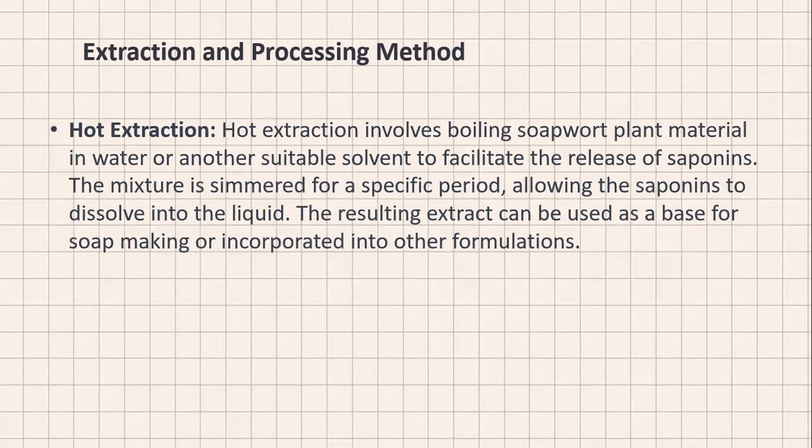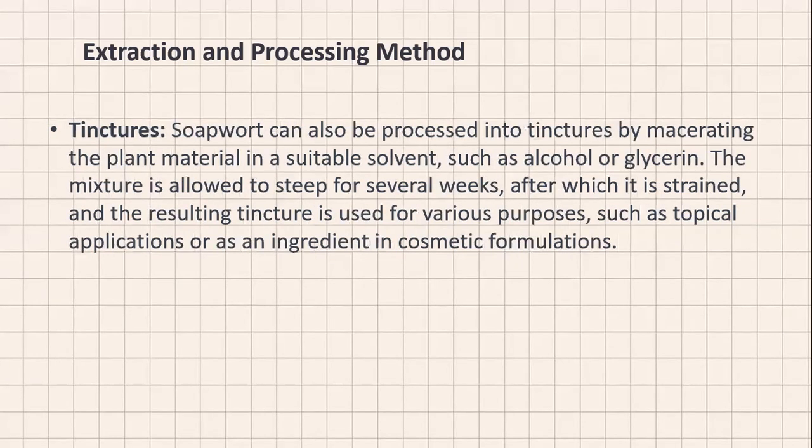Third one is hot extraction. Hot extraction involves boiling soapwort plant material in water or another suitable solvent to facilitate the release of saponins. The mixture is simmered for a specific period, allowing the saponins to dissolve into the liquid. The resulting extract can be used as a base for soap making or incorporated into other formulations.